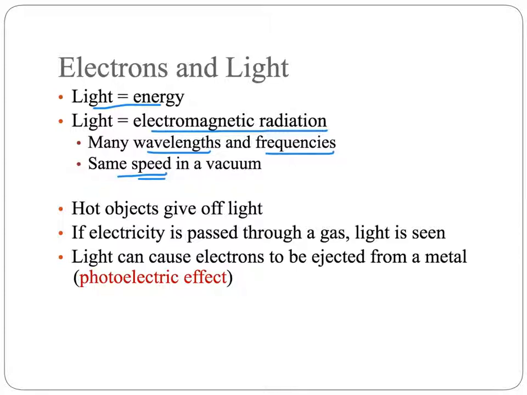We also talked about how hot objects will give off light. And if electricity is passed through a gas, light is seen. That's how we get all of our fluorescent lights. And finally, something else that's part of this discussion is the discovery that light can cause electrons to be ejected from a metal. That's known as the photoelectric effect, and it has a direct application to your solar powered calculators or just solar power in general.